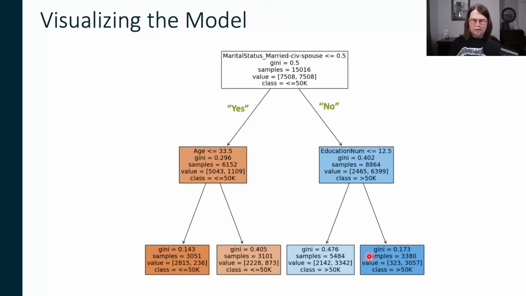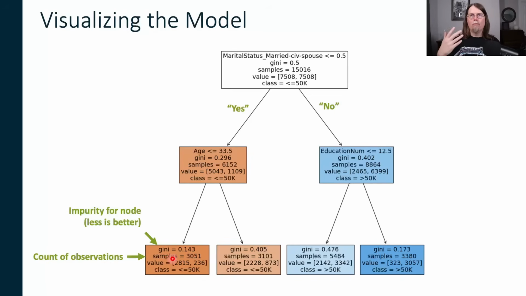When we look at the leaf nodes, notice the first thing here is you get a Gini impurity score. And remember, less is better. So we can see that this particular node has a Gini of 0.143, which is pretty low. And notice that the color of this node is dark orange. I'll talk more about why that is in a second. Next up, we can see the samples. This is the count of the observations, the number of rows that flowed all the way down the tree to the leaf. Now remember, I specified that you have to have at least 3,000 rows, and notice here we have 3,051 rows.